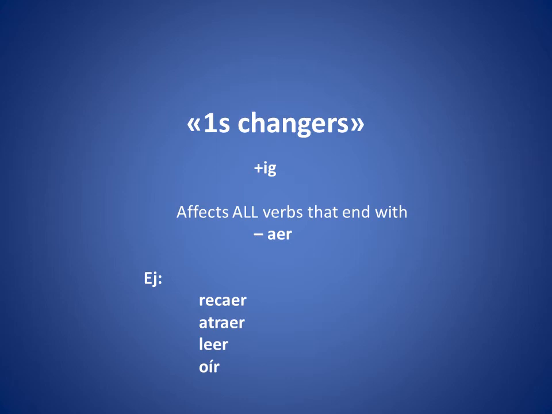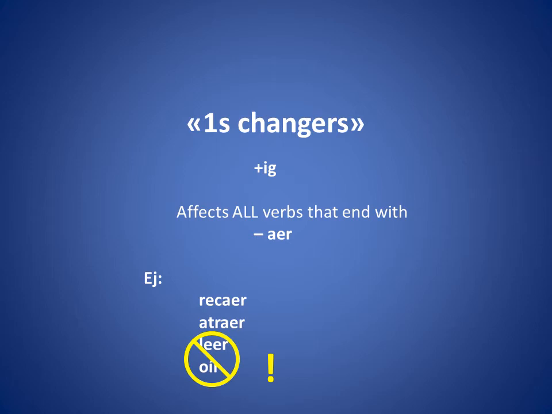Okay, the plus ig is going to affect all verbs that end with aer. So take a look at that list. Which verbs are going to be affected and which verbs are not going to be affected. This one was pretty straightforward. It's a simple spelling thing. Pretty much all the verbs in this category are a form of either the verb caer or a form of the verb traer, two very common verbs.